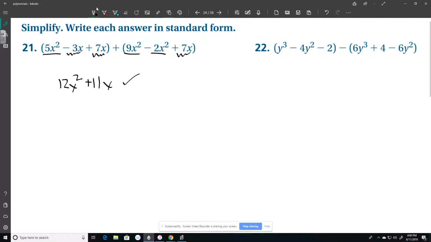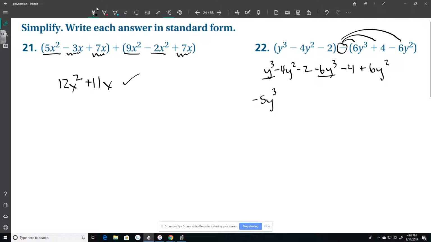This one, y cubed minus 4y squared minus 2, has a subtraction. So we've got to be careful that we distribute that minus to everything over here. So y cubed minus 4y squared minus 2 minus 6y cubed minus a positive 4 minus a negative, so that changes to a positive 6y squared. Let's start with our cubes. Y cubed minus 6y cubed. So 1 minus 6, that's negative 5y cubed.